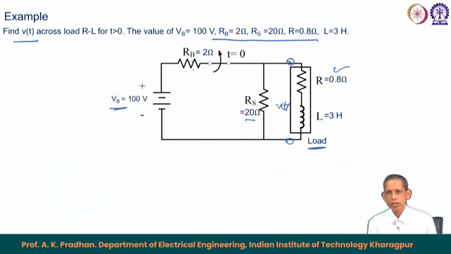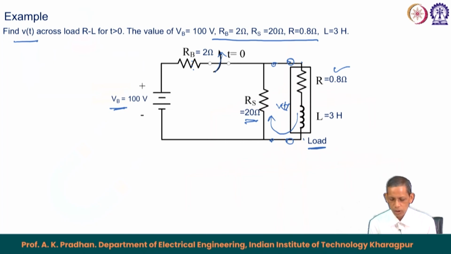For this case the storing element is the inductor. If we know the inductor current, then we can analyze the circuit, and the condition is that the switch will be open at t equals 0. After opening, the inductor's current will circulate through this path. That means the voltage across the 20 ohm resistance is nothing but the voltage across the load, which is I R plus L d I by dt.